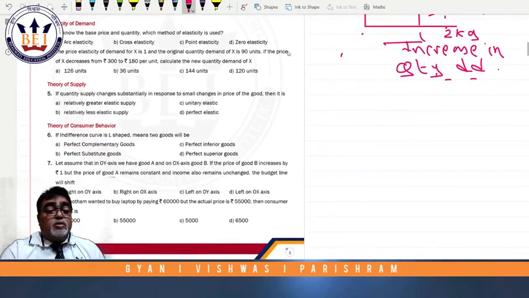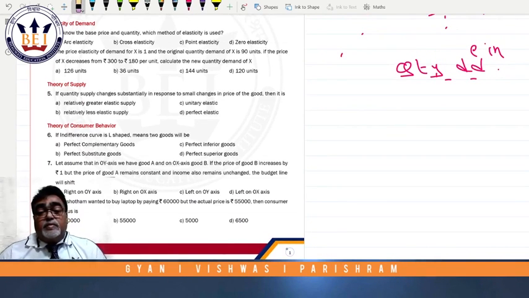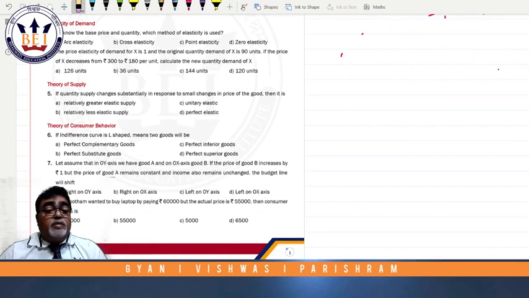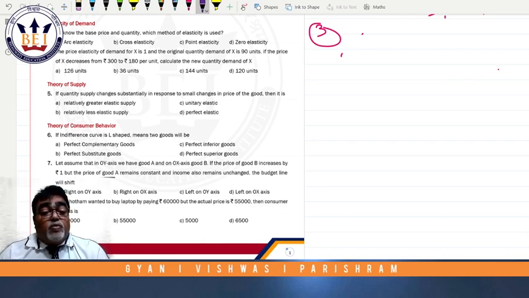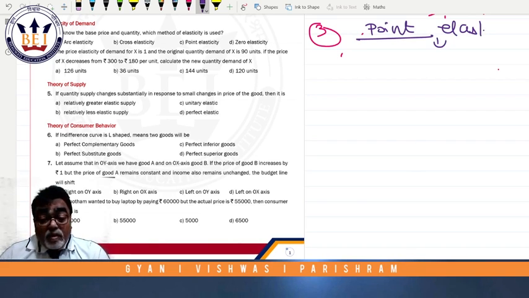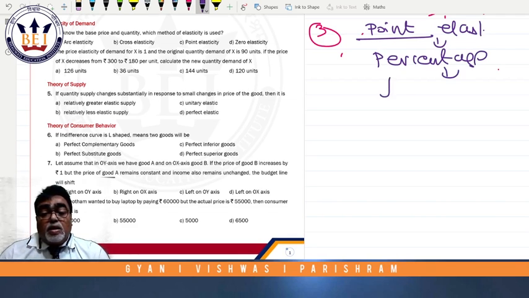Now we should move to question number 3. They have given elasticity of demand. Let me read for your reference. Elasticity of demand. The first note is to know the base price and quantity, and which method of elasticity is used. There are different types of elasticity and different types of measurement: point elasticity method, percentage method, arc method.